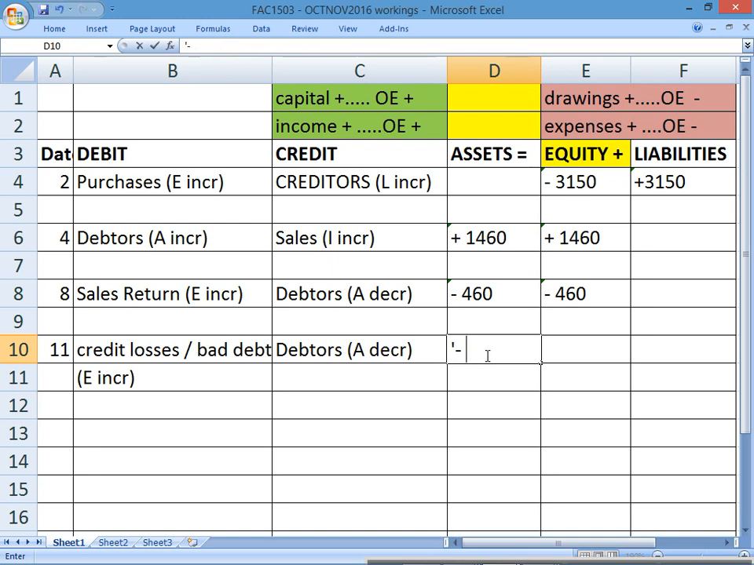How much did we write off? 1080. If expenses go up, owner's equity comes down, minus 1080. And there it is.